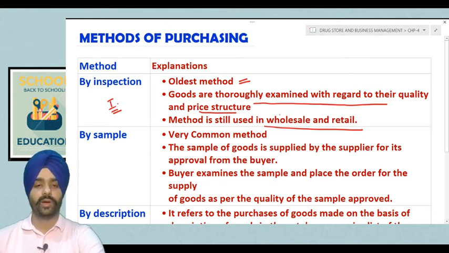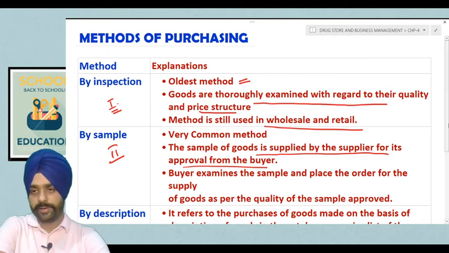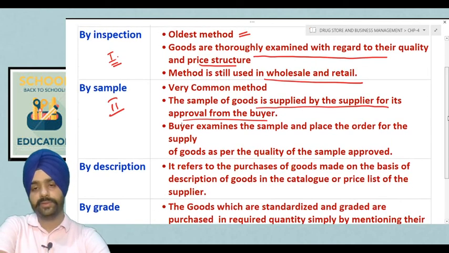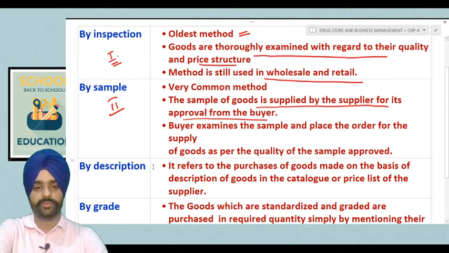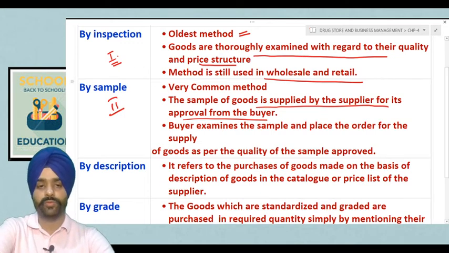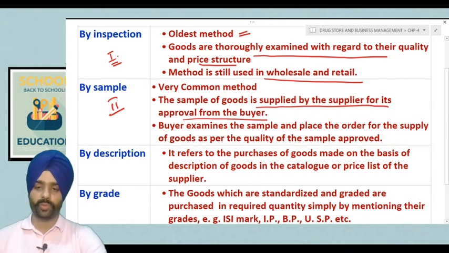This is very common nowadays. The sample of goods is supplied by the supplier to the purchaser, and approval from the buyer is awaited. The buyer examines the sample and places the order for the supply of goods as per the quality of the sample approved. Here, all the things that are supplied depend solely upon the quality of the sample approved.